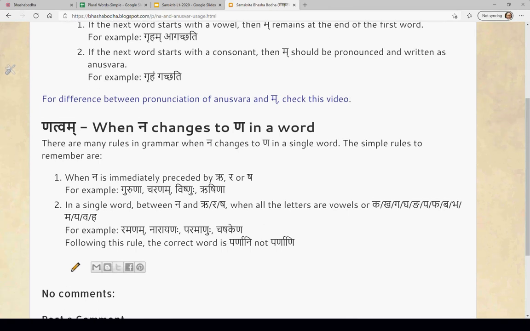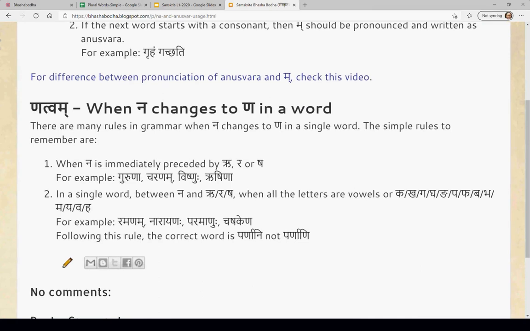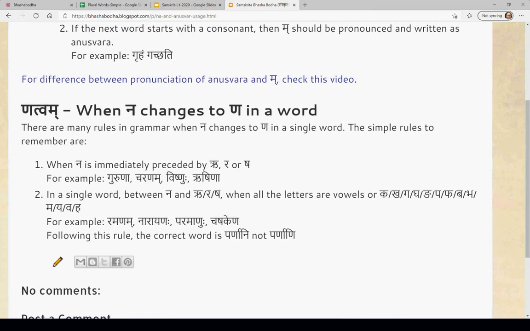But there are some simple rules we can remember. One is that when Na is immediately preceded by Ru, Ra and Sha. Ru, Ra and Sha, these examples. Immediately preceded means what? First there should be one of these three. Actually this is Ra and Sha, like this. They are Vyanjanams, they are consonants.